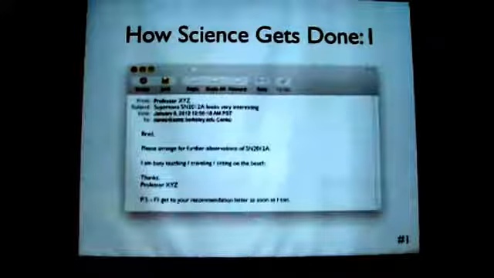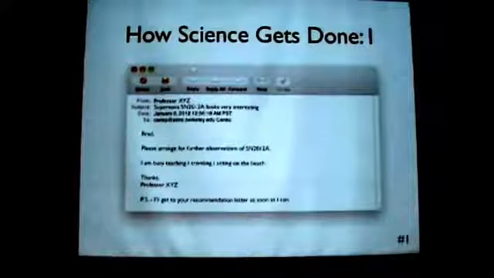So usually I'm sitting around, working hard at my desk, and I get an email like this. It comes from some professor. It's got a subject saying supernova, which for all intents and purposes is some interesting astrophysical source that's not going to last forever. We have a finite time window in which we can actually observe this thing. It says, "Dear Brad, please arrange for further observations of this interesting source. I'm busy teaching or traveling or sitting on the beach. Thanks from your favorite professor." And then, of course, there's the sort of threatening, "I'll get you your recommendation letter as soon as I can," so you're really extra motivated to actually go out and do the work.